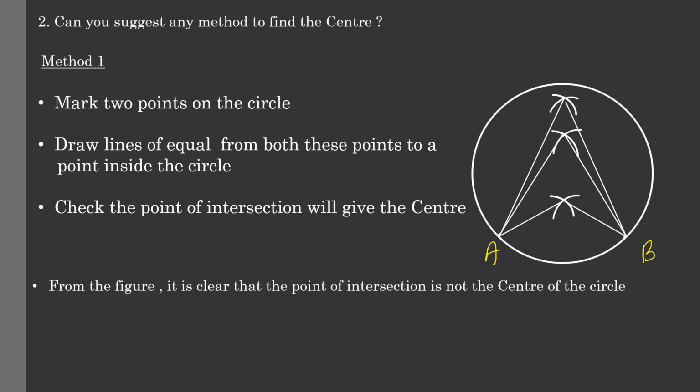The point of intersection is not the center of the circle. We have got 3 points of intersection and we have drawn 3 equal distances from the 2 points, but none of them give the center.